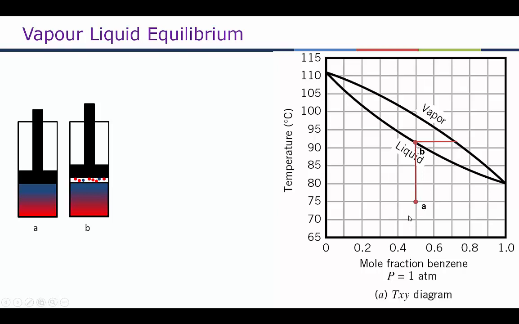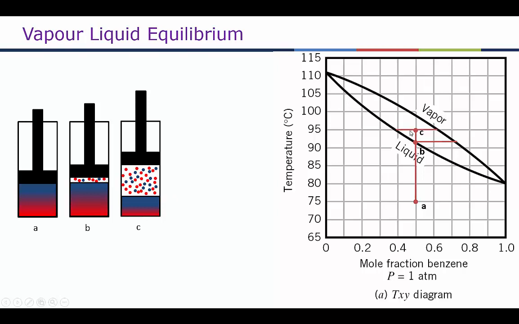So as you can see, the liquid has a composition of 0.5 benzene, but the vapor has a composition of more than 0.7 mole fraction of benzene. So the more volatile component will be enriched into the gas phase initially. If we keep boiling it, let's say to some point at 95 degrees Celsius, the liquid will get depleted in benzene.